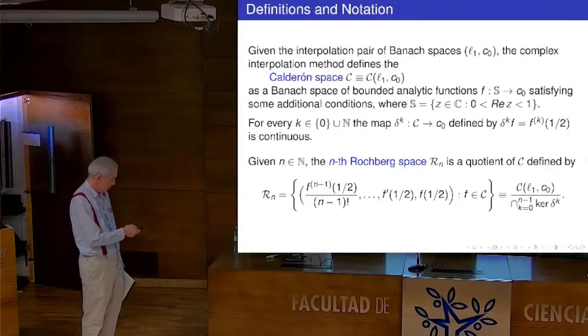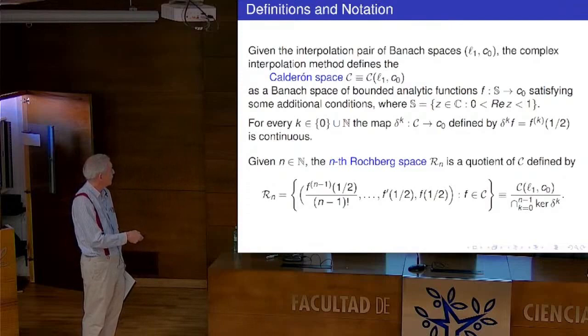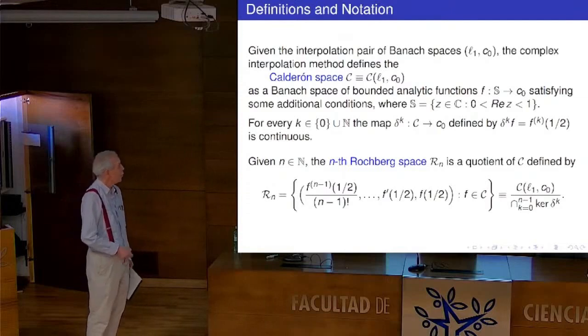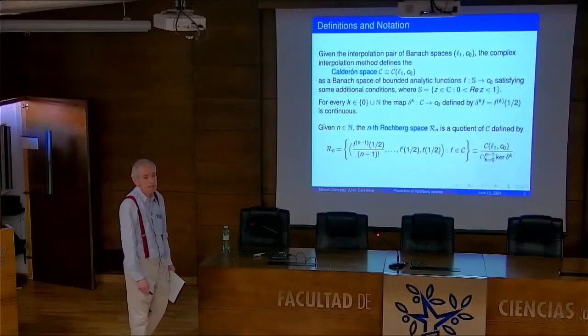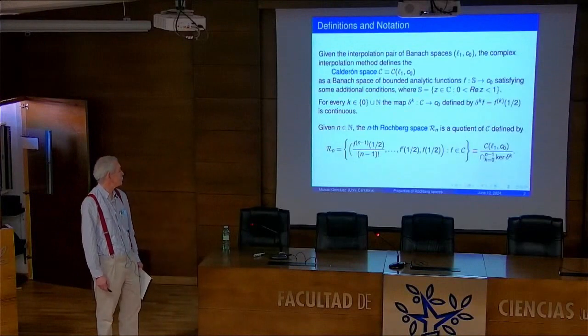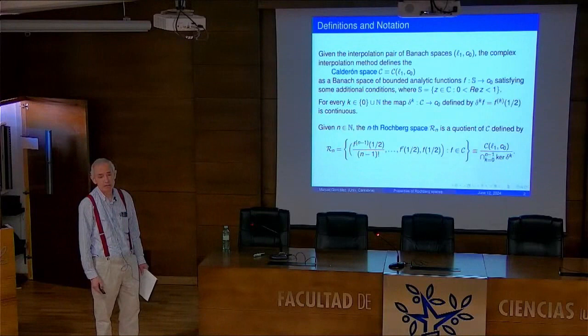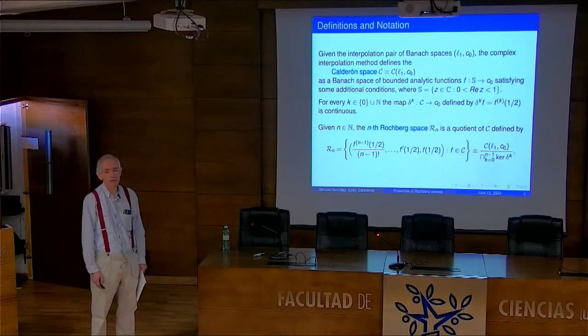And then this is the definition of the Rochberg space. This is a space of n-tuples of vectors of c0 and given by this expression. We can see this space as a quotient of the Calderón space, the quotient between that space and the intersection of the kernels of the evaluations of the derivatives. And in this sense, this is a Banach space. However, the norm that produces this definition is not good in practice. It is usually not good for calculations. Usually we have to use not a norm but a quasi-norm in some sense.